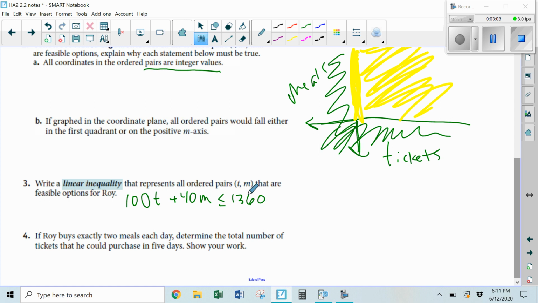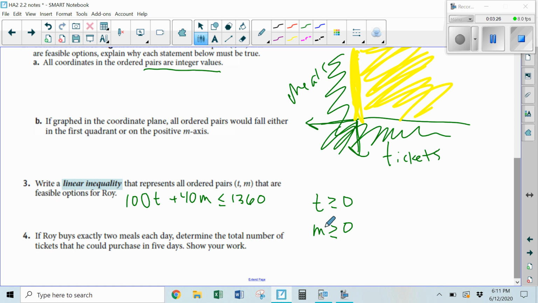Another thing you might want to also write is not to forget that your tickets have to be greater than or equal to 0. You can't have negative tickets. And same for meals. Meals have to be greater than 0. You could put equal to if you're not going to go get meals. Maybe you're bringing meals. So that one could be either way, I suppose.